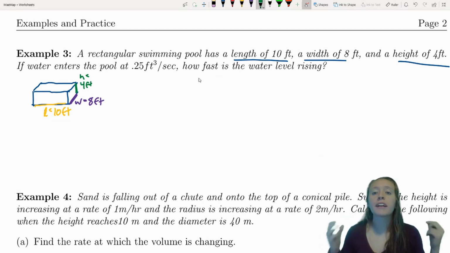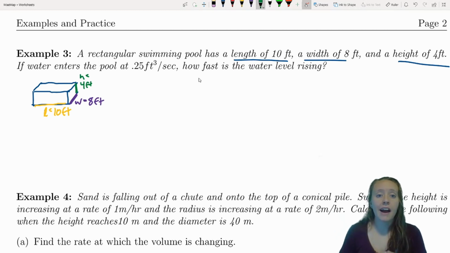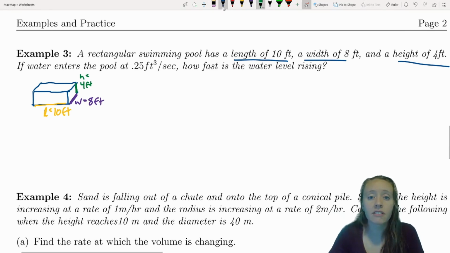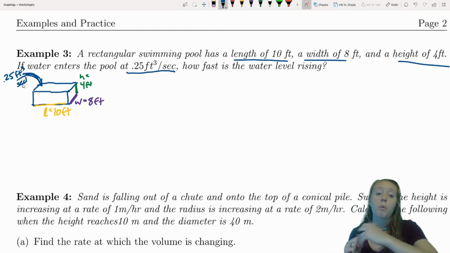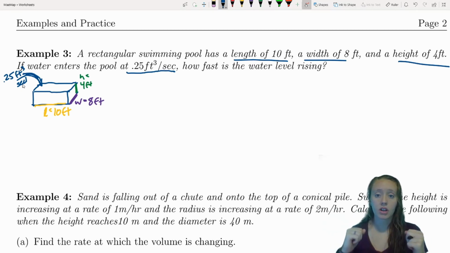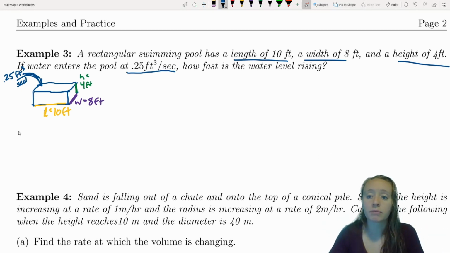And then it says if water enters a pool at a rate of 0.25, or a quarter, foot cubed per second, how fast is the water level rising? So the other piece of given information that we have is that water is coming into the pool, going in at a rate of 0.25 feet cubed per second. If water is coming in at that rate, that's the amount that the volume is changing. So let's write down all my given information.